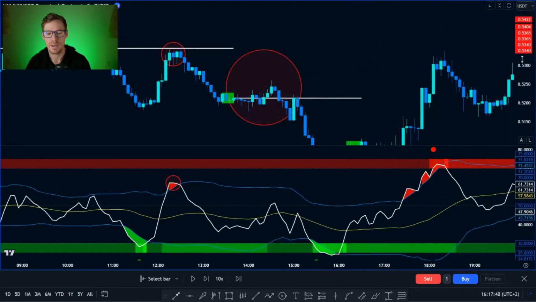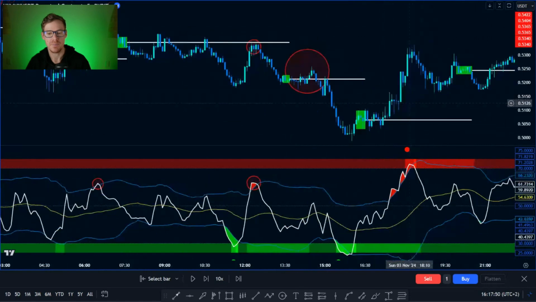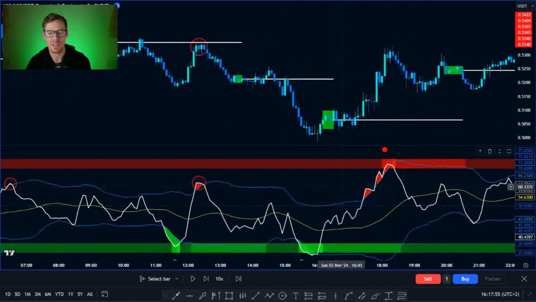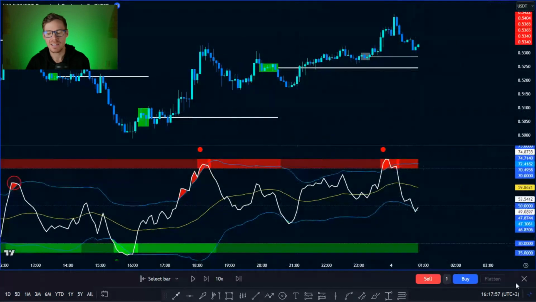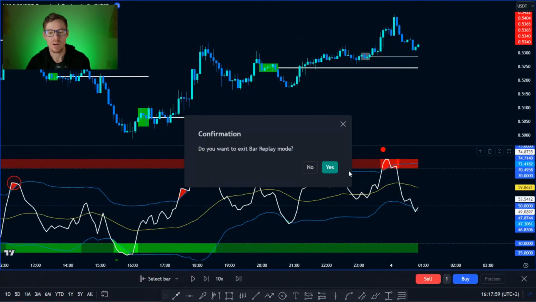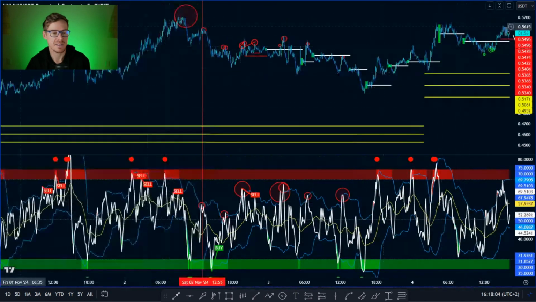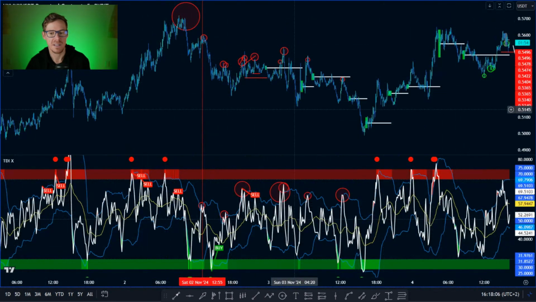If we keep going, here we may have not taken this entry because we didn't get a shark fin. There's a lot of criteria we're waiting to play out, and once it all plays out, I think let's take this away now.